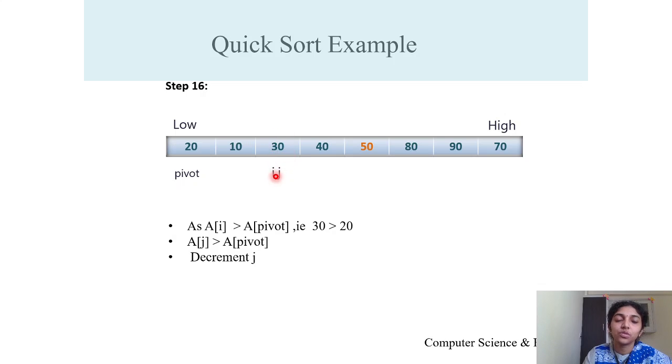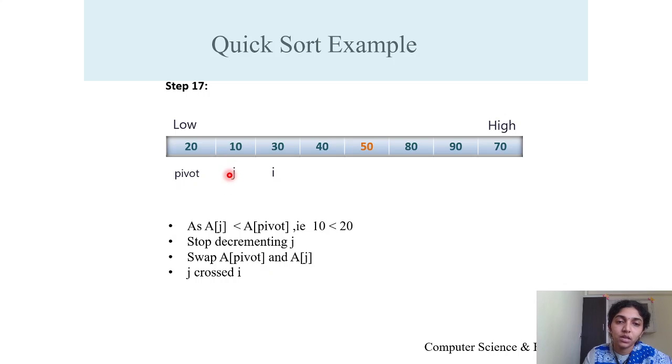Now check the position of i. So i is pointing to 30. Is 30 less than 20? No, 30 is greater than 20. So stop incrementing i. Now start with j. So a of j is 30. Is 30 greater than 20? Yes, so start decrementing j. So decrement j.